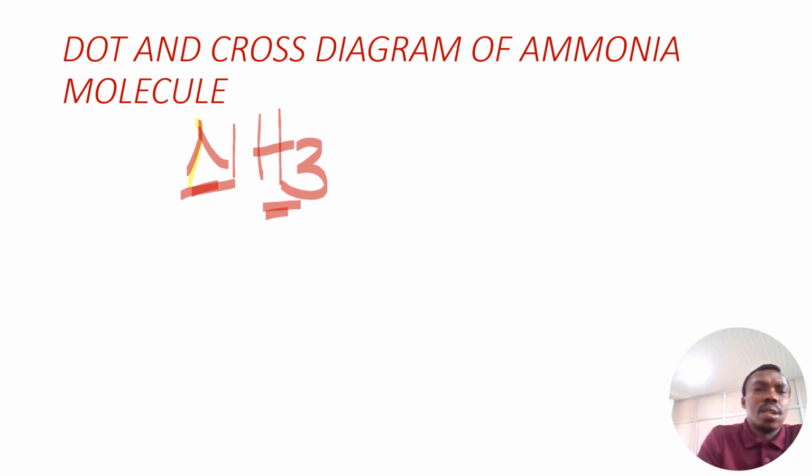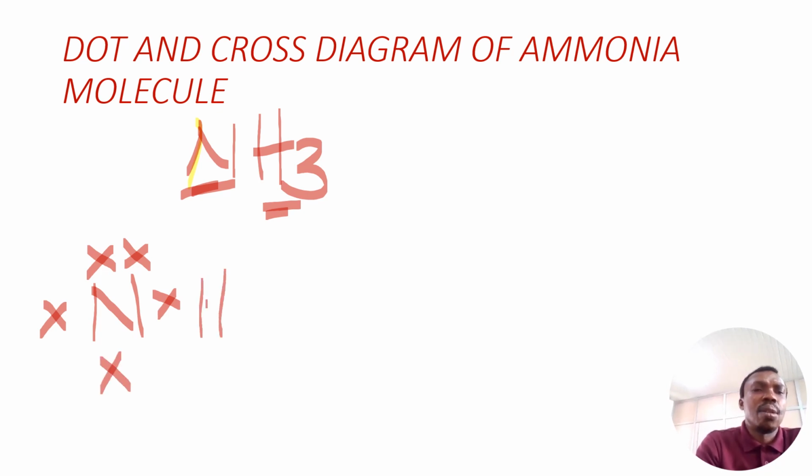So if we are to draw the dot and cross, this is nitrogen, which has 5 electrons in the outermost shell. So we have 1, 2, 3, 4, and 5. So hydrogen will share 1 with nitrogen. Hydrogen will pair up, sharing 1 electron with nitrogen.